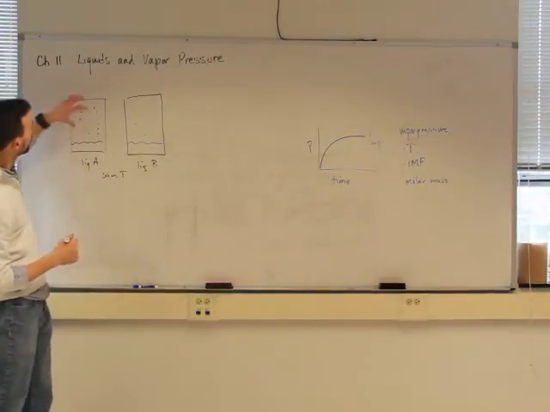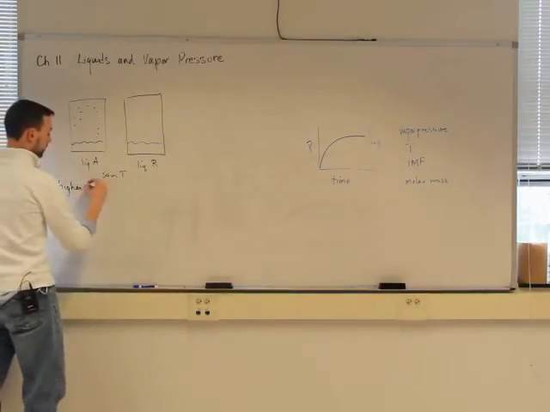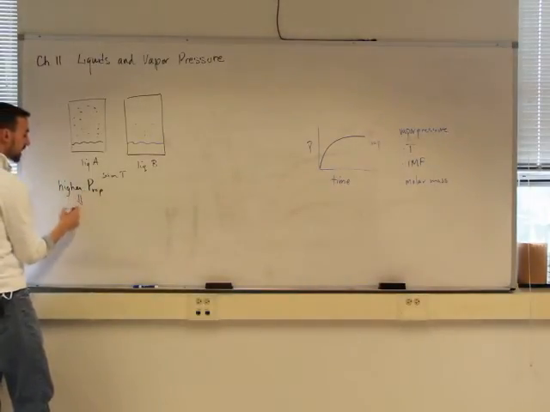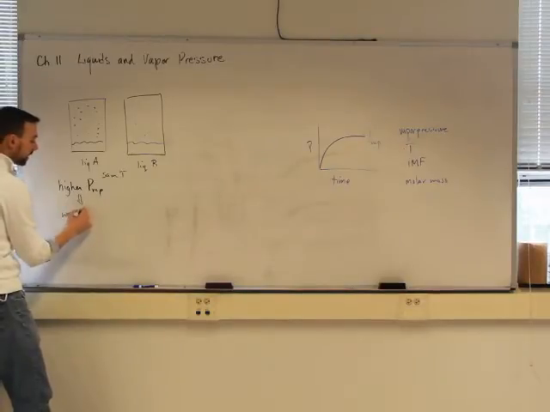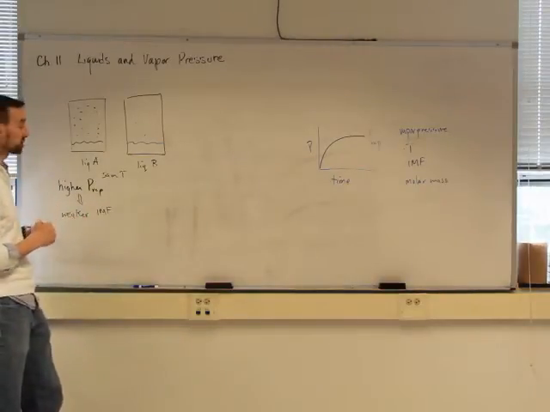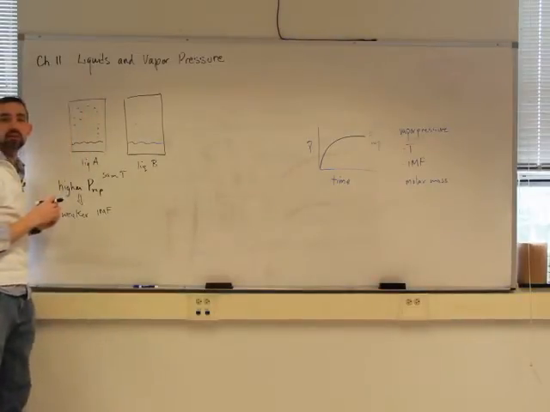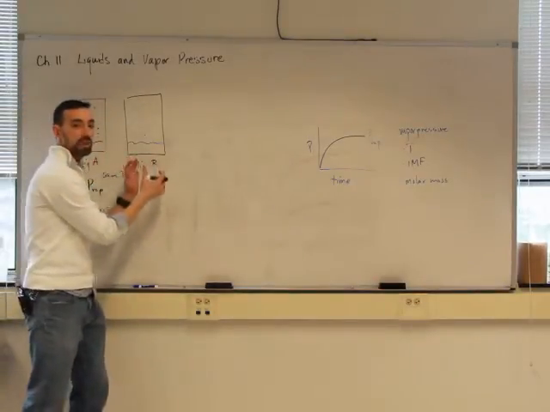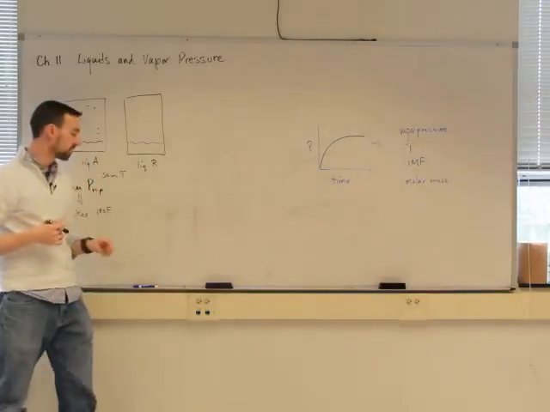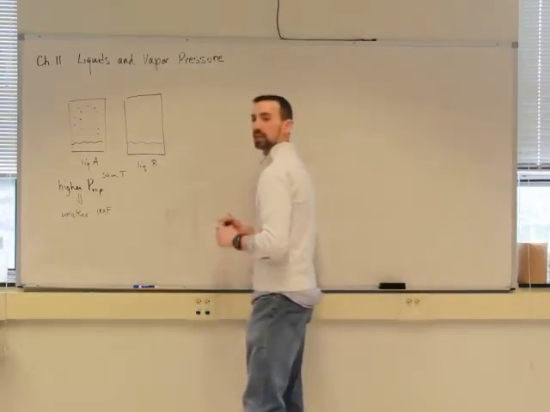Here I've tried to draw a lot more particles of A in the gas phase. So we have a higher vapor pressure over here for A. The conclusion that we can draw from that is that A must have a weaker intermolecular force, because the intermolecular force being lower or weaker is what allows us to pull more molecules out of that liquid phase. Over here in liquid B, the stronger intermolecular force would hold those molecules down together in the liquid phase.